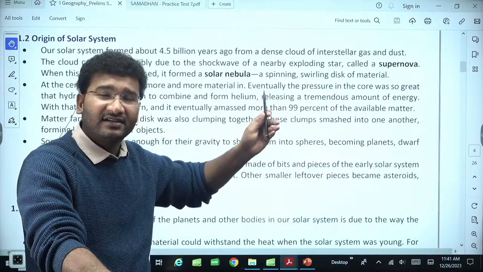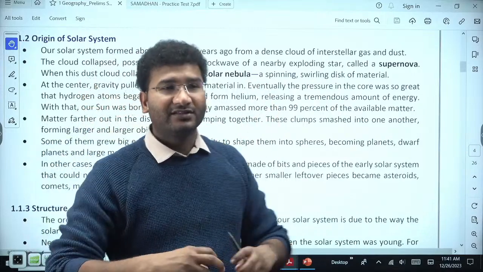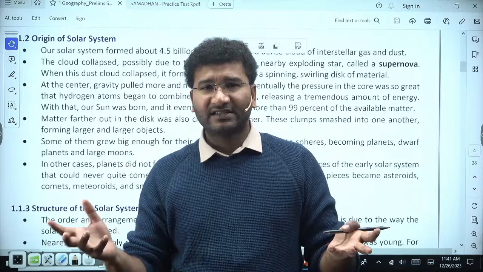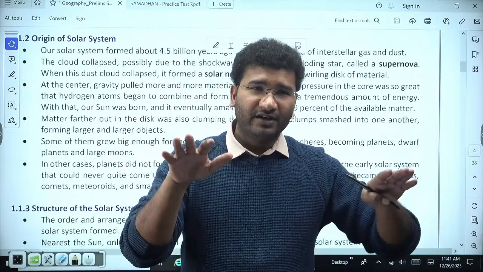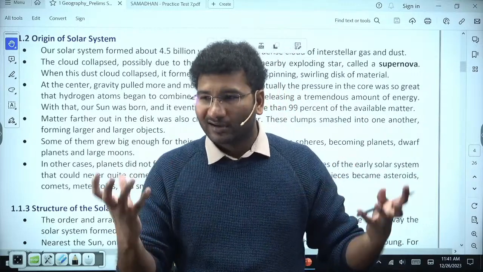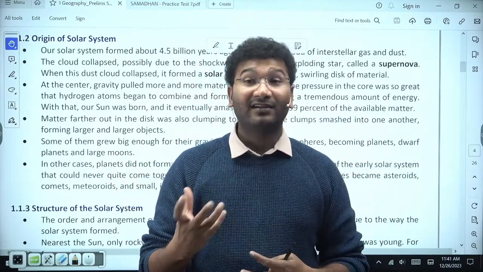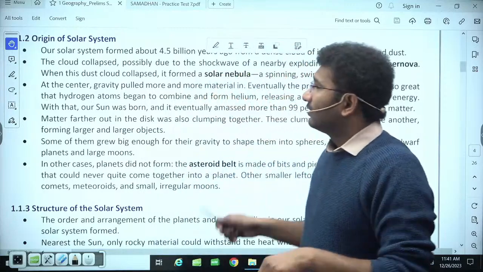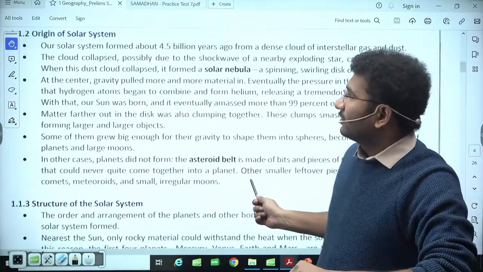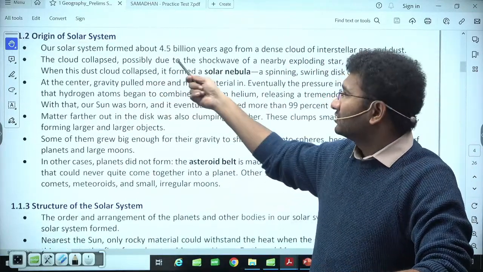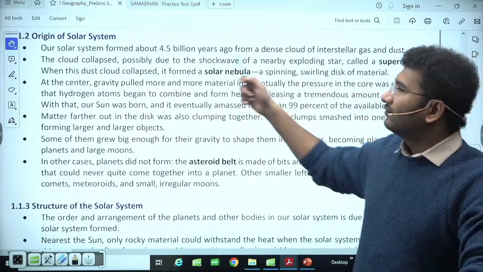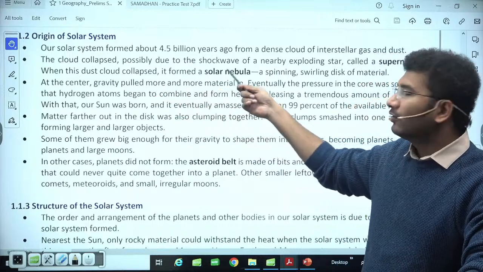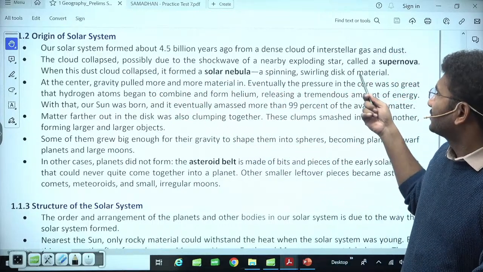Now what is this gas and dust? Initially I told you, when this Big Bang took place, it was full of gas and dust, a non-transparent atmosphere, and over a period it became transparent, but that cloud was called a nebula. That cloud is called a nebula. Now the cloud collapsed, possibly due to the shockwave of nearby exploding stars called supernova. When this dust cloud collapsed, it formed the solar nebula, a spinning, swirling disk of material.